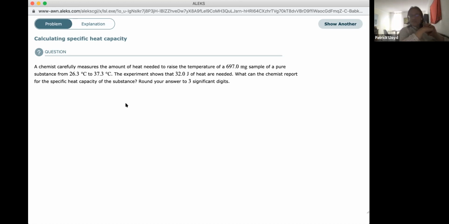The temperatures are given, and then it says, hey, the amount of heat is 32.0 joules. What can the chemist report for the specific heat capacity of the substance, rounded to 3 significant digits? So let's take a look here. Let me stop sharing this one. And I'm just going to write down our numbers here.